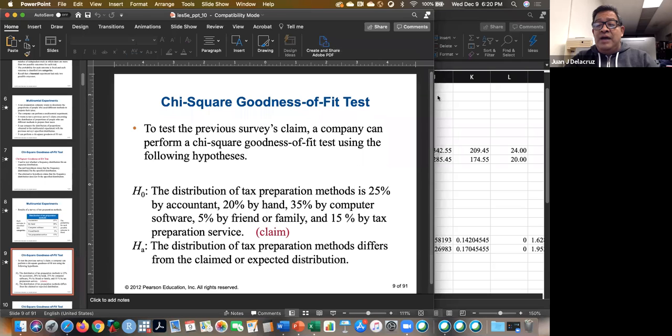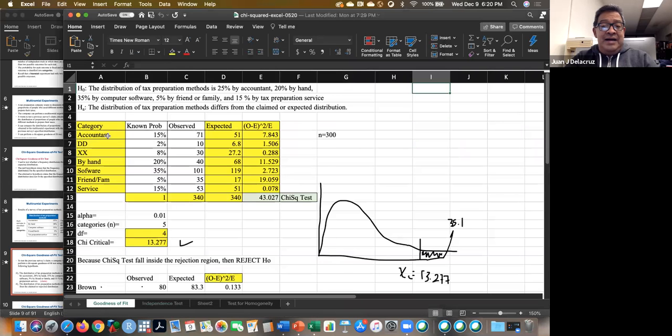We knew how to build the Excel for this. So we departed from the known probabilities. Then we got a sample. That sample is the observed. So we apply the sample and multiply by the known probabilities for each cell, and we got the expected.